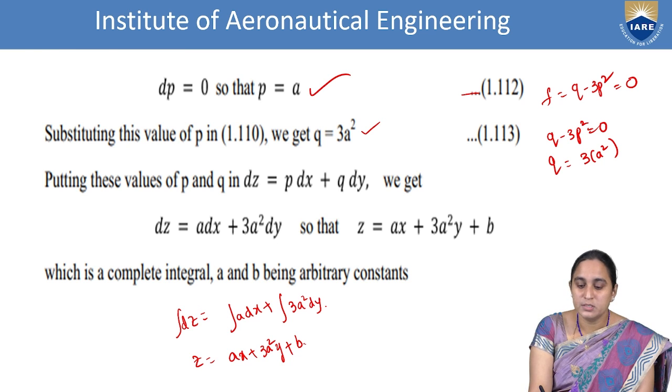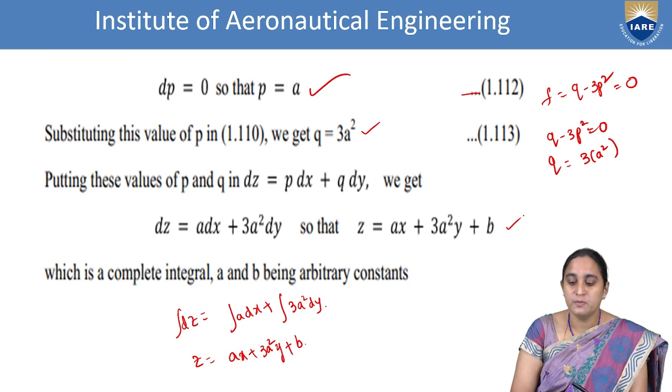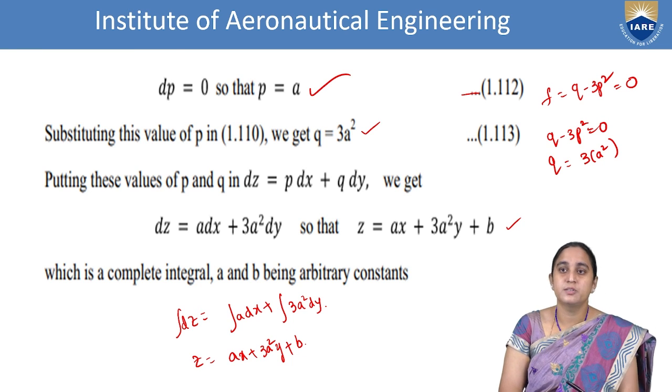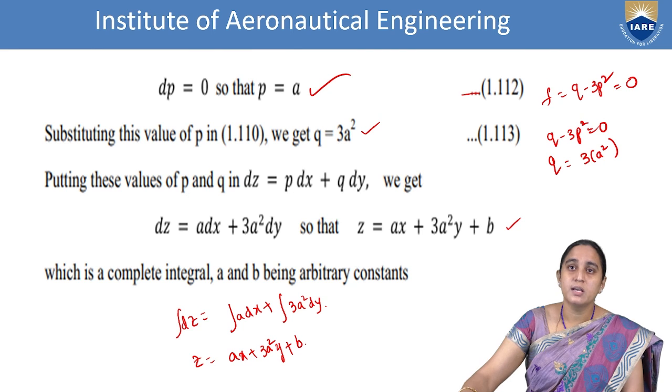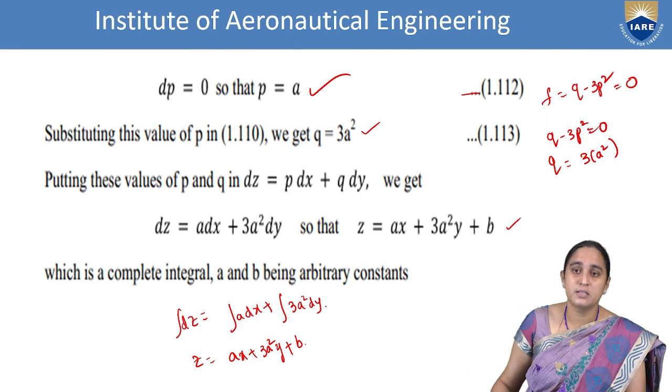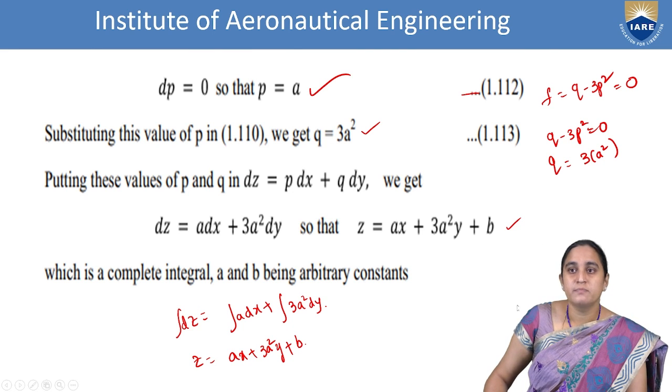Therefore, what is the complete integral for the third question? z is equal to ax plus 3a square y plus b. This is the solution for the third question. These are the three questions from Charpit's method, a very important method. Next class we will discuss some other related questions on the next method.